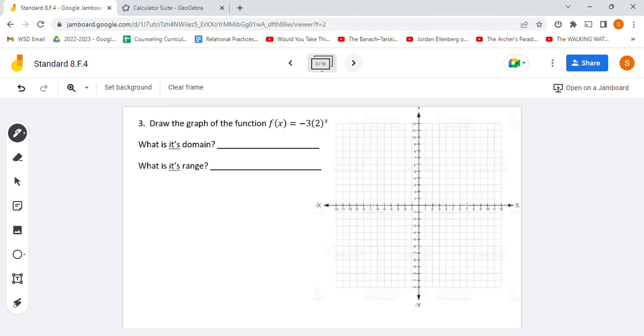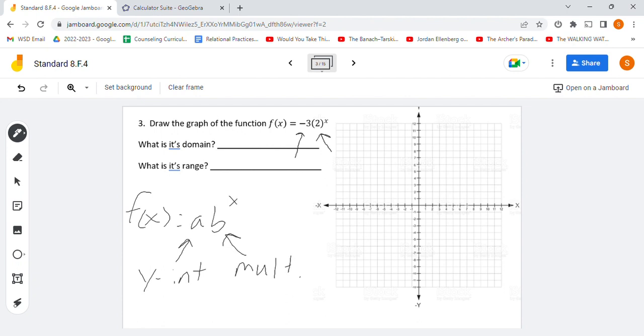Alright, our next task asks us to draw a graph of the function. So we again can go back to f of x equals a times b to the x. Use our titles that a is our y-intercept and b is our multiple. And we can see right here that our y-intercept happens at -3 and our multiple is 2. So we can use that to start our pattern. We're going to go to -3 here, and then if we go to the next step we multiply by 2, so that would put us at -6.